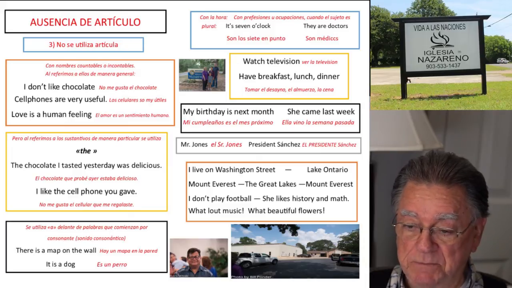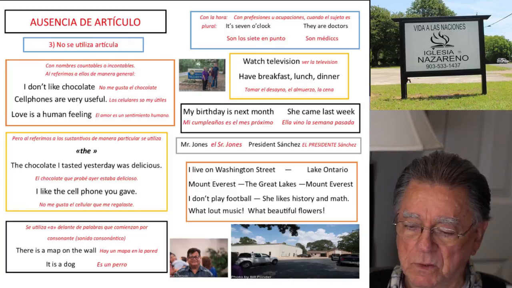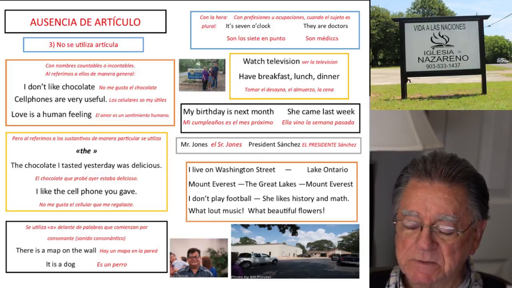She likes history and math. No article there. What loud music. And then we say, what beautiful flowers. We don't put an article there. We don't put las flores or la música. We don't have the article, artículo, no. What loud music, what beautiful flowers. That is the last of the boxes for the lesson.